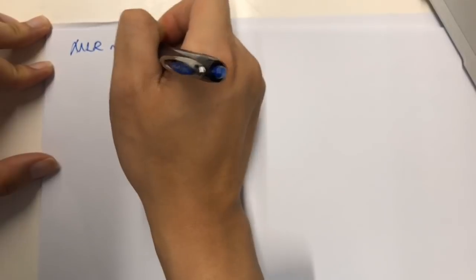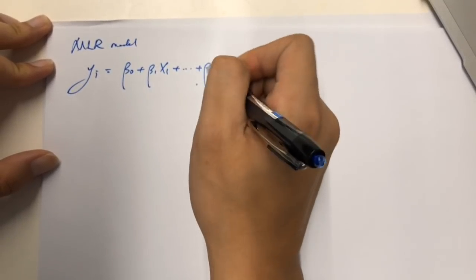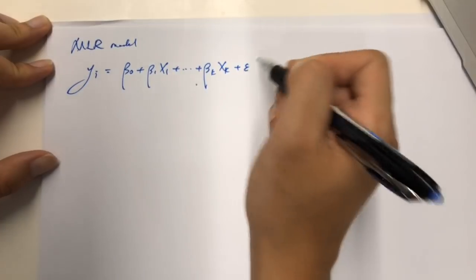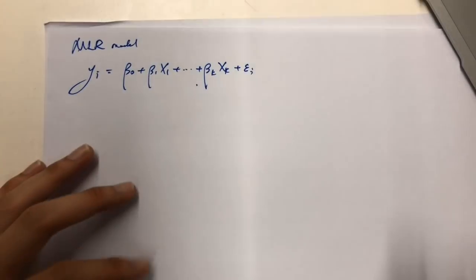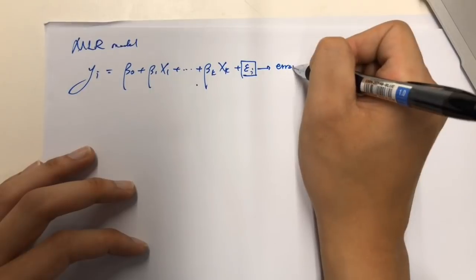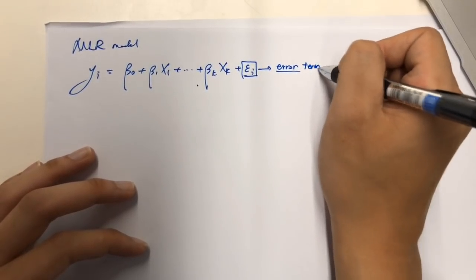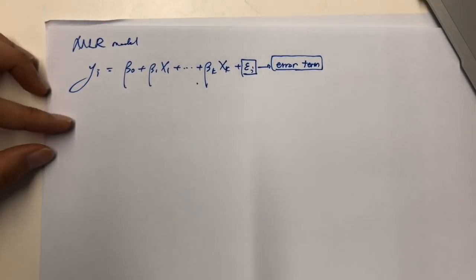Now, in our multiple linear regression model, it's usually yi equals beta 0 plus beta 1 x1 and so on, plus beta k xk, plus epsilon i. This epsilon i is called the error term in this model. So this is the error. What does that mean?